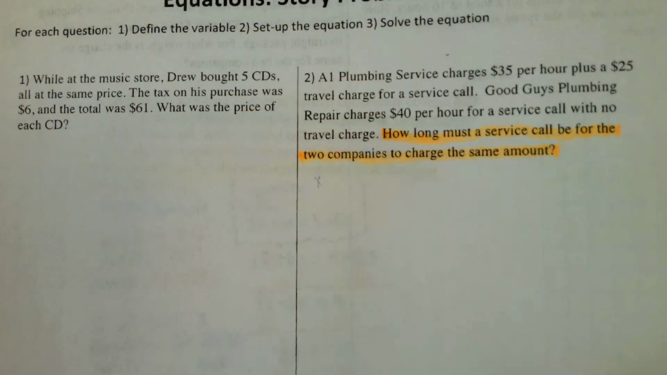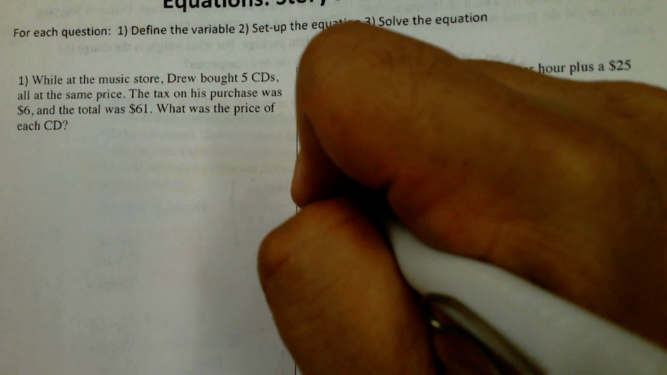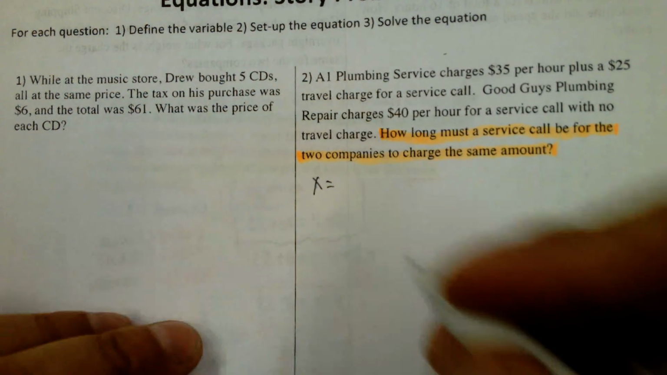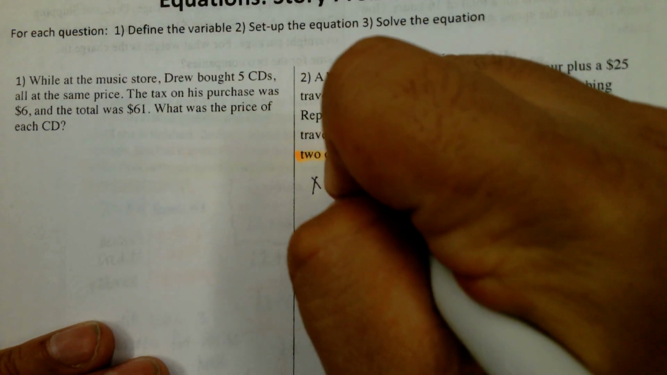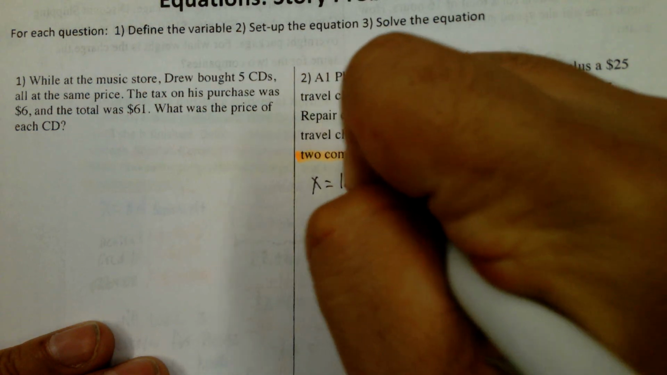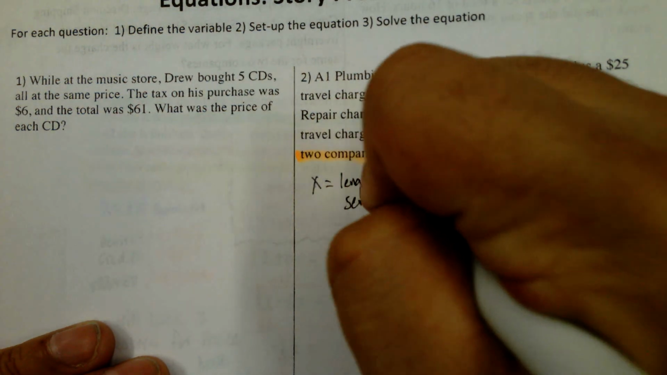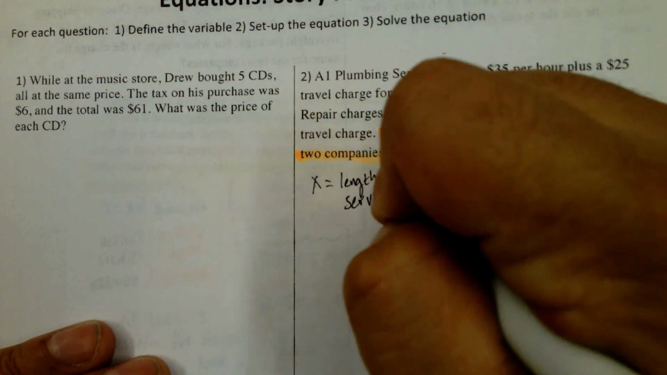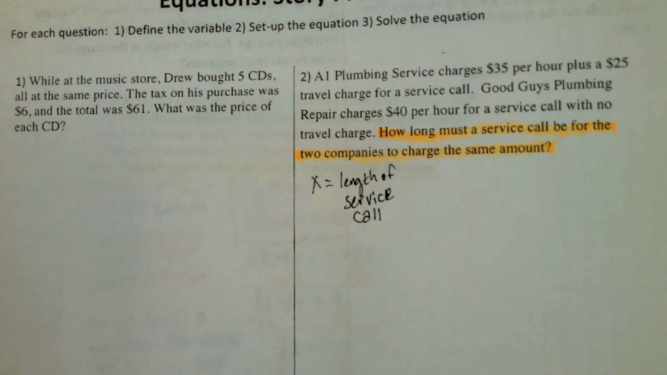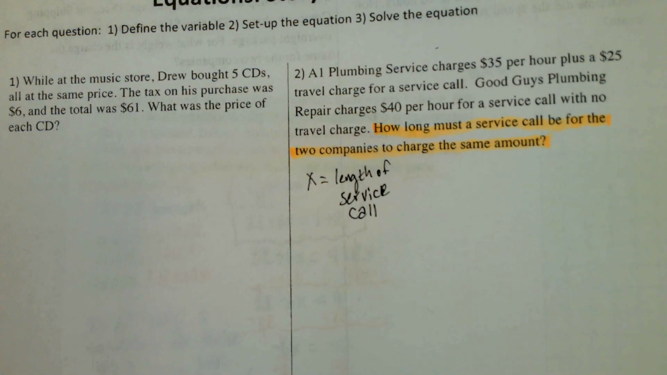So I'm going to say X equals length of service call. So that's going to be however long, however many hours the service call takes. And we have 2 plumbing companies, A1 and Good Guys.